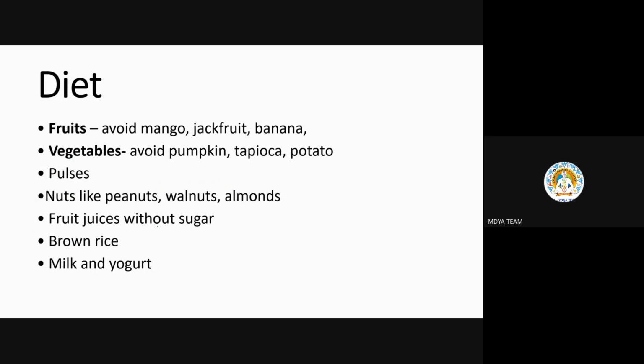Now, diet. Fruits: all the sweet fruits are asked to be avoided, like banana, jackfruit, etc. And vegetables, avoid pumpkin, tapioca, and potato, etc., which can increase carbohydrate or glucose level. Pulses, nuts, peanuts are fine. Take brown rice, because normal rice has lots of starch. Milk and yogurt or curd, etc., should be avoided.